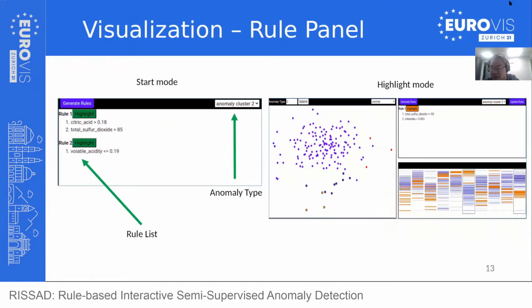Once the user believes they have labeled enough points, they can click the Generate Rules button on the top right corner of the rule panel, as shown on the left. The user can also switch between rules describing different types of anomalies and the normal class by selecting the rule type drop-down menu on the top right corner. Next to each rule, there's a highlight button. Once clicked, the associated points in the scatter plot are highlighted in black circles, and the associated lines in the barcode plot are also highlighted in gold color.